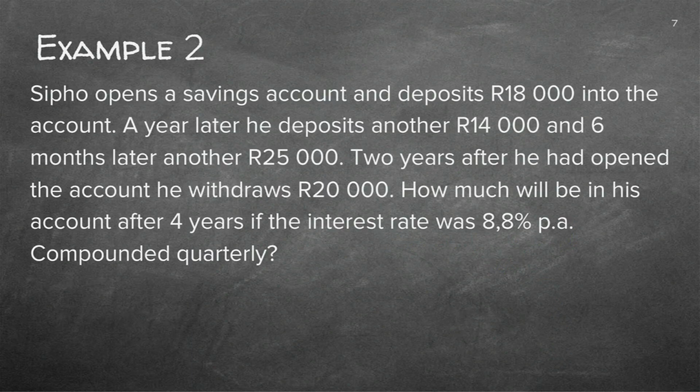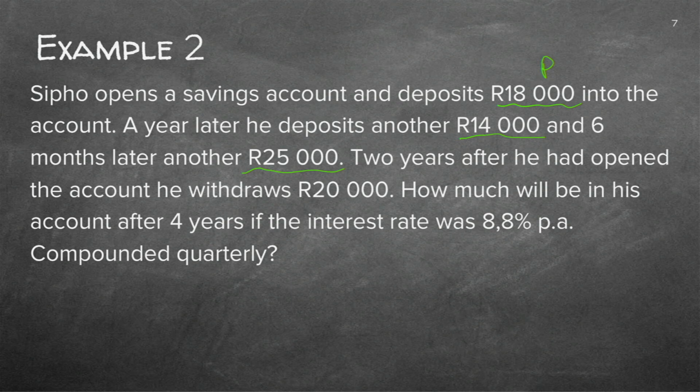Example 2. Sipho opens a saving account, deposits 18,000 Rand. So he starts off, he deposits 18,000 Rand into the account. A year later, he deposits another 14,000. And 6 months later, another 25,000. So I have to keep my wits here. I need a timeline. We'll do the timeline just now.